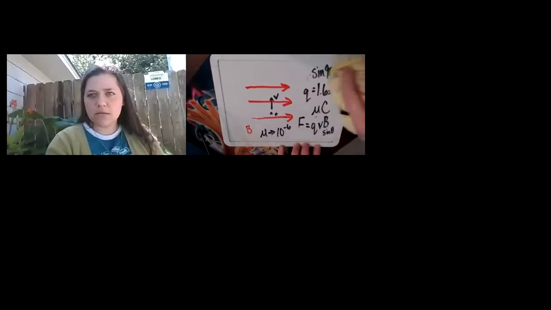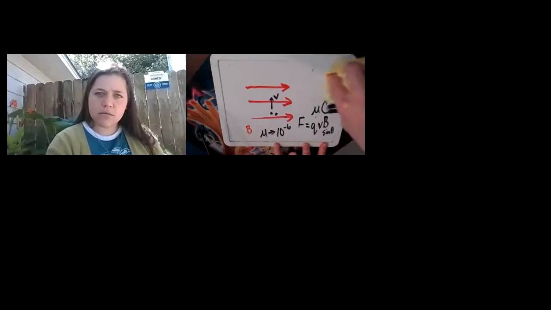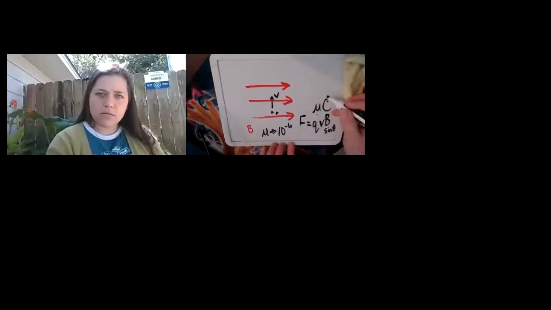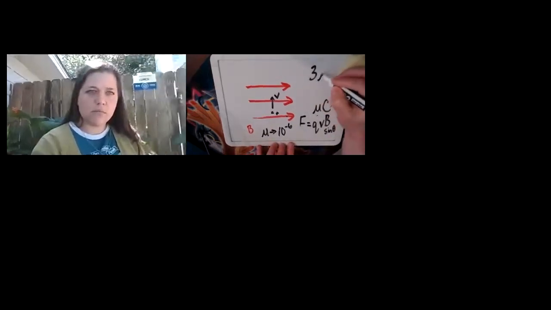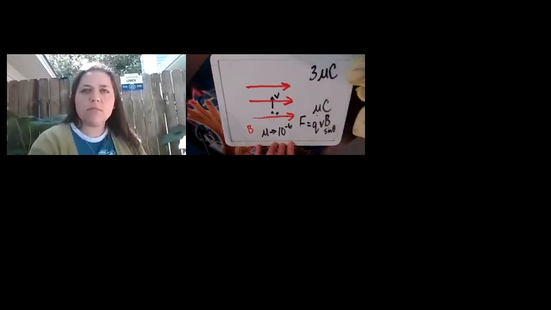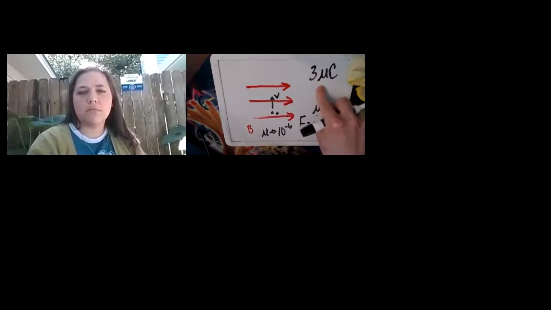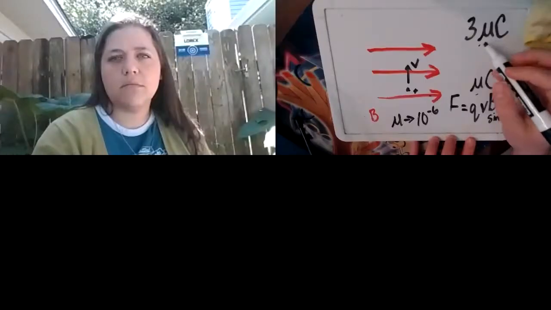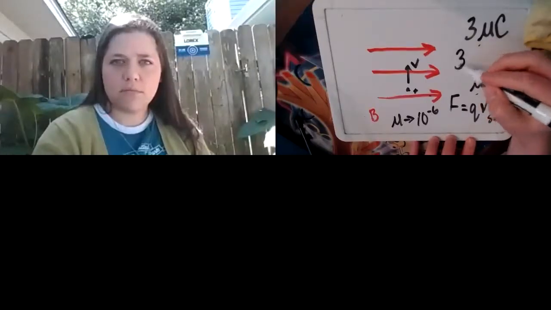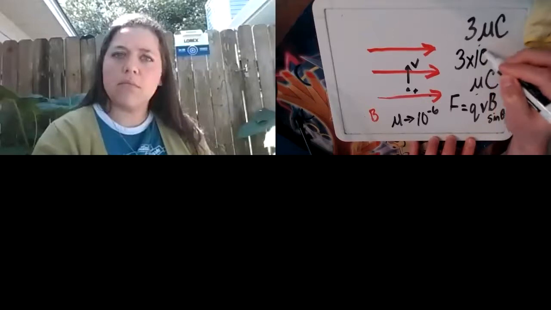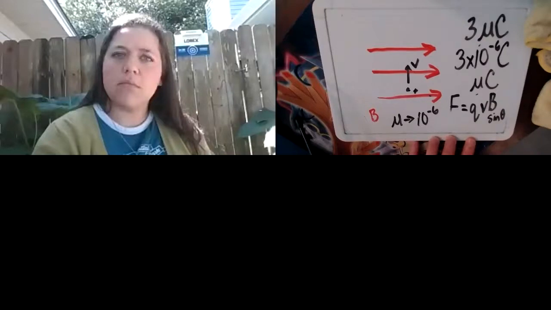How would that look if I were to write it down or type it into a calculator? Well, if I had 3 microcoulombs, basically this is a shorthand for scientific notation. Micro is just some prefix. We would write it as 3 times 10 to the negative 6 coulombs. So when you see the micro, you just substitute the micro with times 10 to the negative 6.